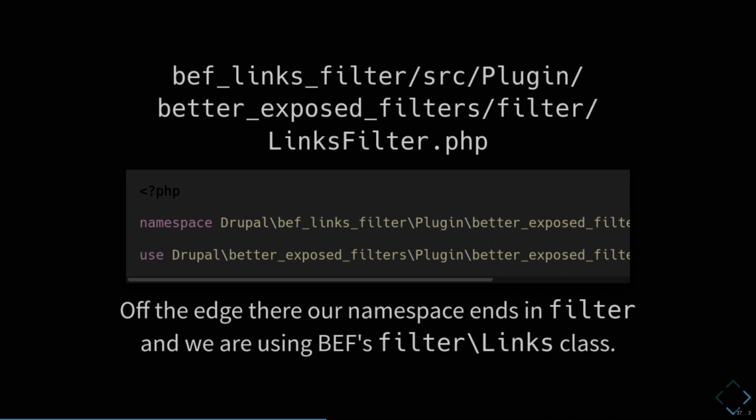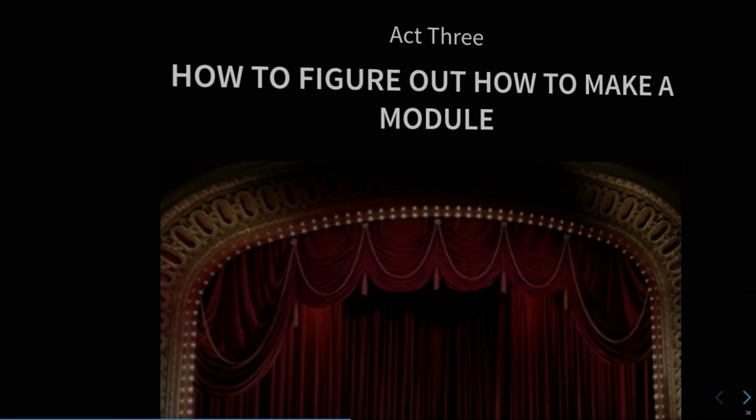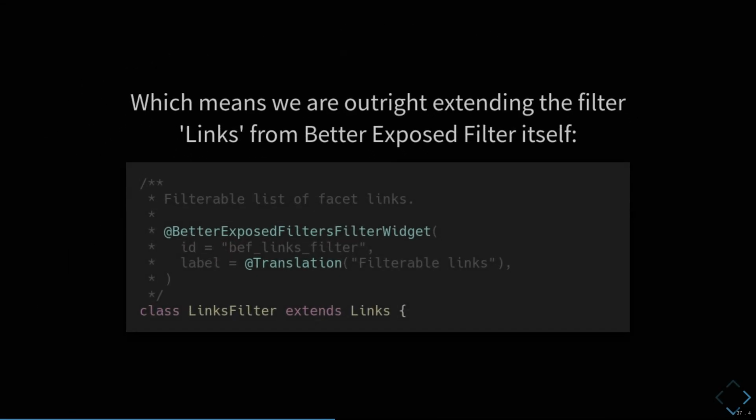links class, which means that we are outright extending the filter links from Better Exposed Filter itself. So you don't have to know how to make the code. You can use a very similar process we showed before. I hope we showed it before, of just searching the code base for something you see in that module. And if you know which module it is, it's even easier.